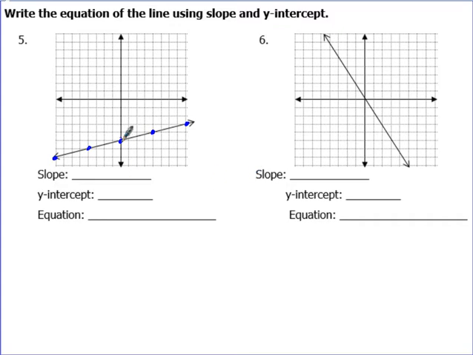So from this point to this point, I'm going up 1 and over 1, 2, 3, 4. So that is a slope of 1/4. Y-intercept is where the graph crosses the y-axis. So that's this point right here, which would be -1, 2, 3, 4, 5. All right, so my equation is y = 1/4 x - 5. Okay, I want you to pause here and try this one, and then come back and check your answer.